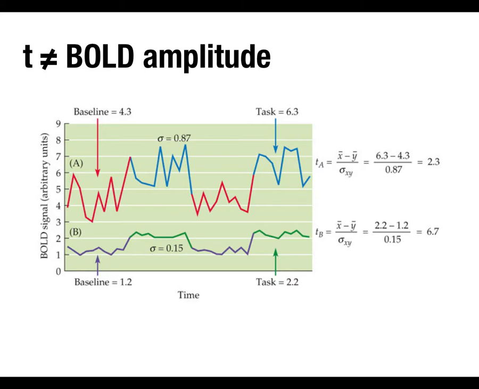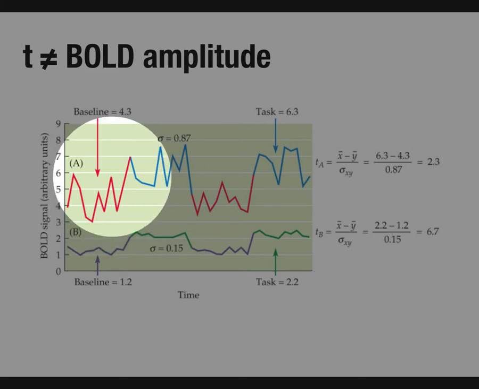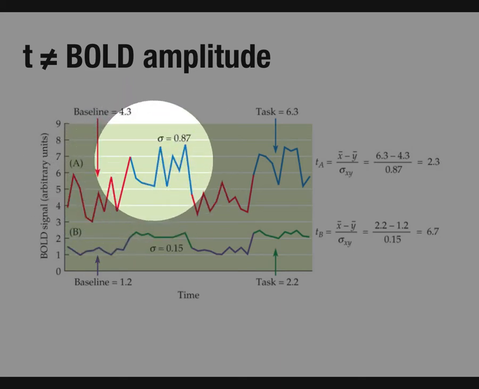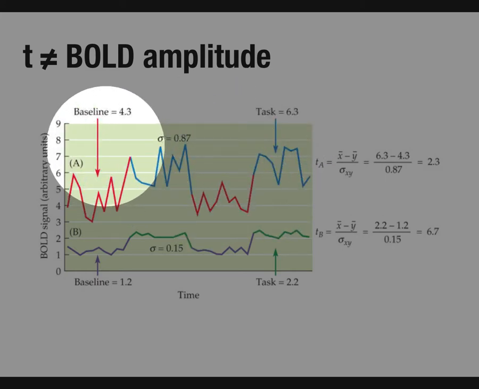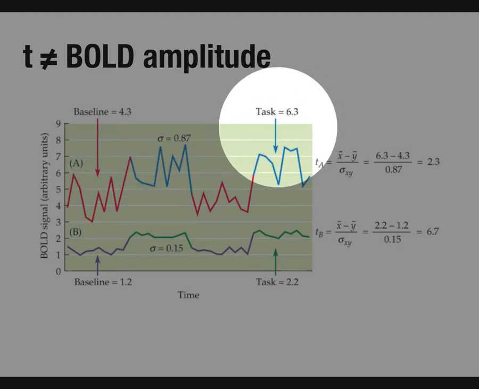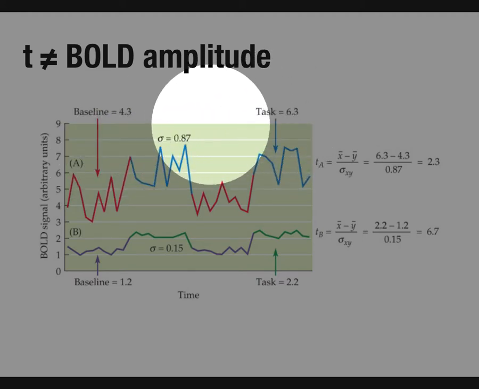And so what we're trying to show over on the left side here is that we've got one condition where you've got quite a large amount of variability. And the mean baseline level of activation is 4.3. The mean task-related activation is 6.3, so that's a difference of 2.